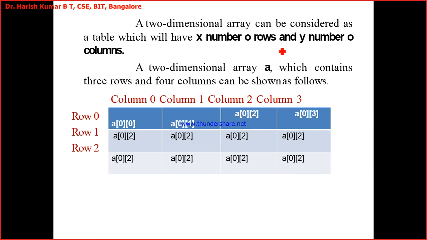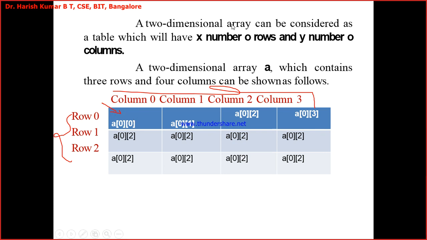A 2-dimensional array can be considered as a table. That's the reason it looks like a table, which will have X number of rows and Y number of columns. So these are the rows and these are the columns, something like this. And this is the element which is stored at 0th row and 0th column.